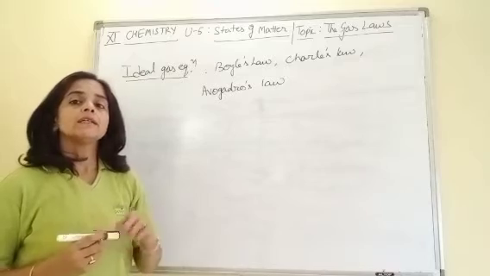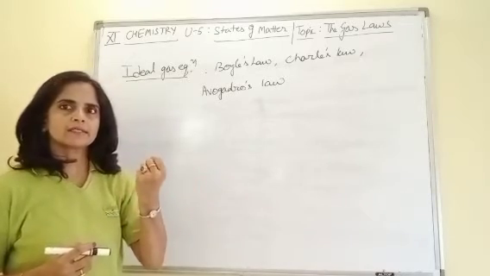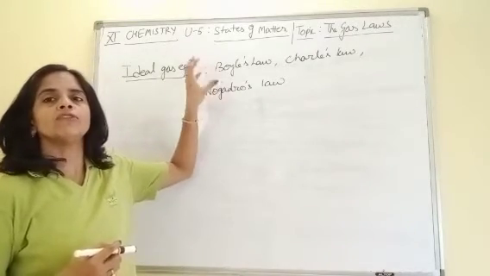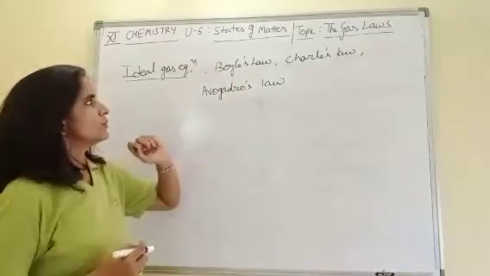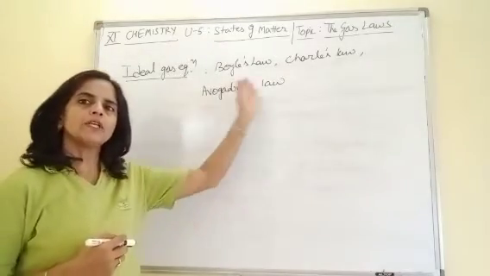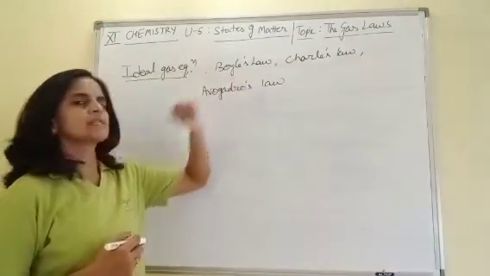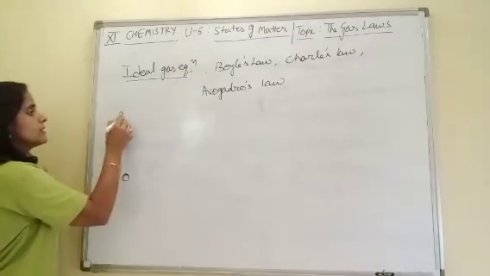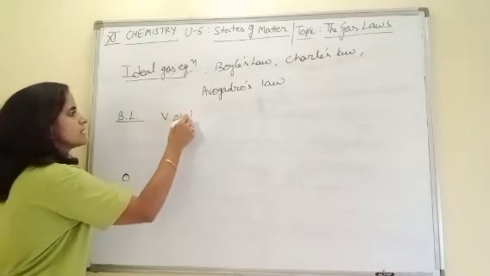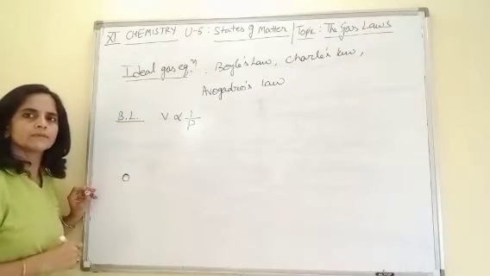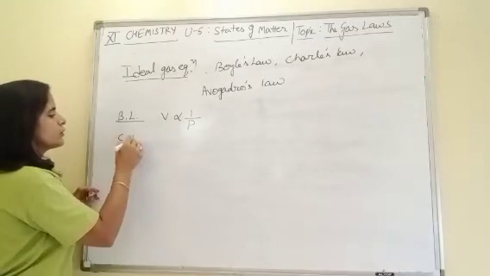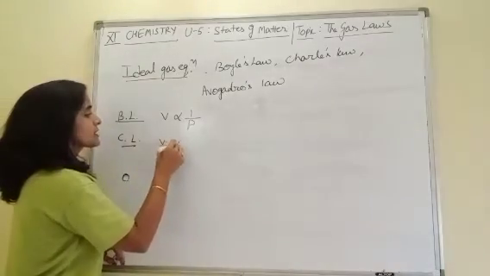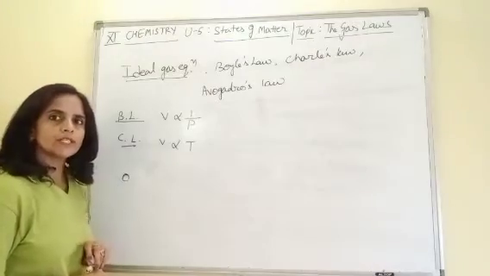So what would be the equation for ideal gases? Simply we can say this is a combined form of all the gas laws. So how do we write that equation? Simply use all the gas laws. I'm starting with Boyle's law. According to Boyle's law, volume is inversely proportional to pressure, right? Then I use Charles' law. According to Charles' law, volume is directly proportional to temperature.